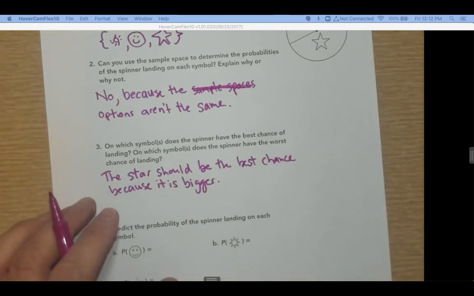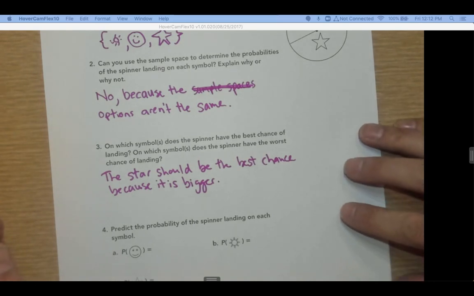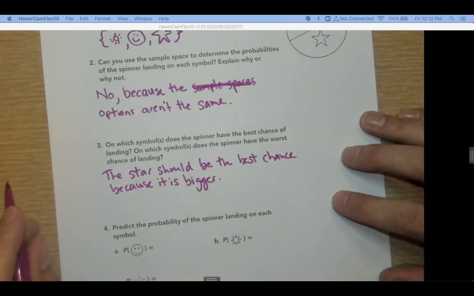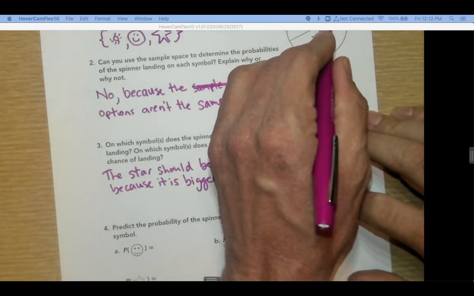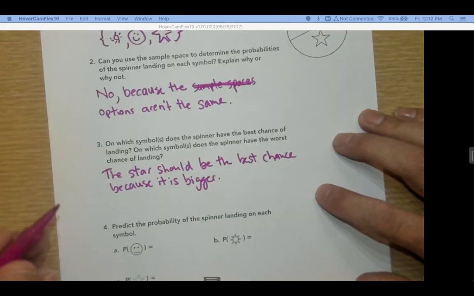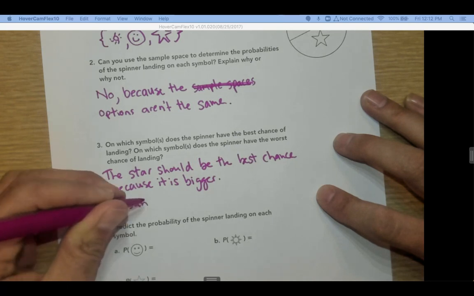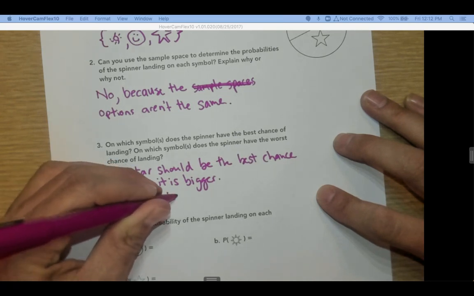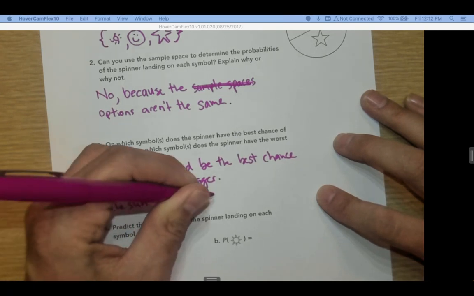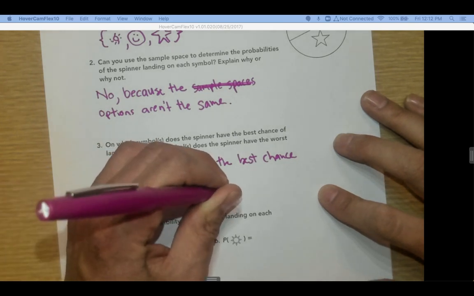On which symbol does the spinner have the worst chance of landing? Oh, it's hard to say. Looks like the sun's smaller. It looks like the smiley face is a little bigger than the sun. So it looks like the sun looks like the worst.